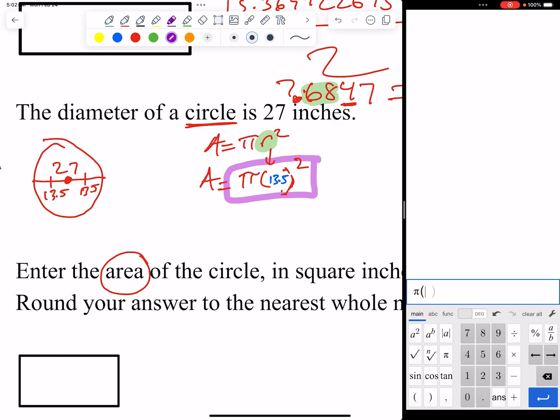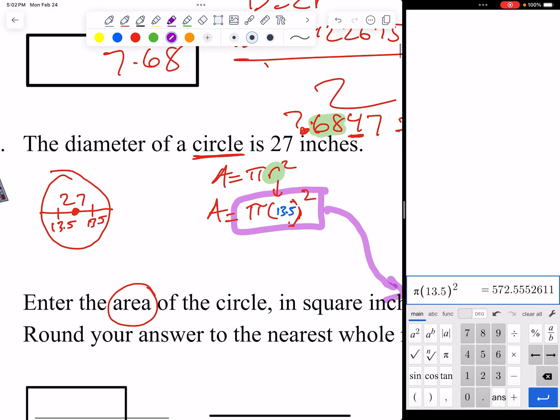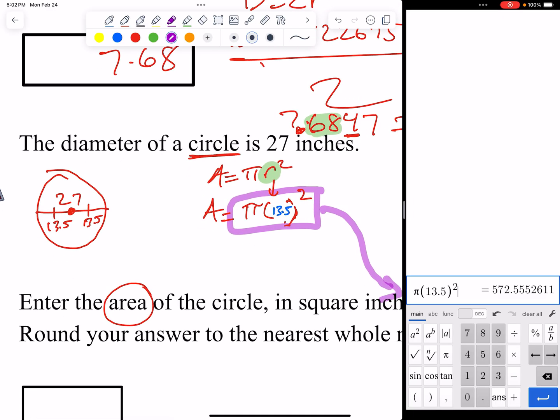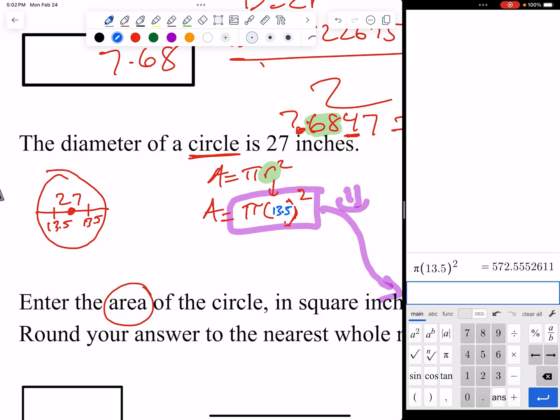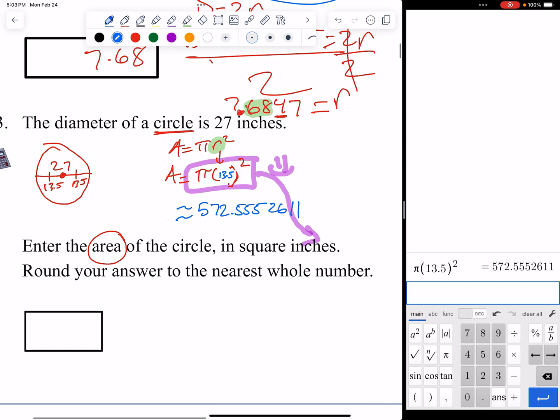Then there's a parentheses. I got 13.5. Close the parentheses. And do you see the square button? Which one do you think I'm going to use? Can you tell? I'm going to use that one, the a to the 2 power, or the exponent of 2. So notice, does this look like that? Yes, it does. Okay, so once it looks like that, I am happy. What is my answer? After I click enter, my area is roughly 572.5552611.